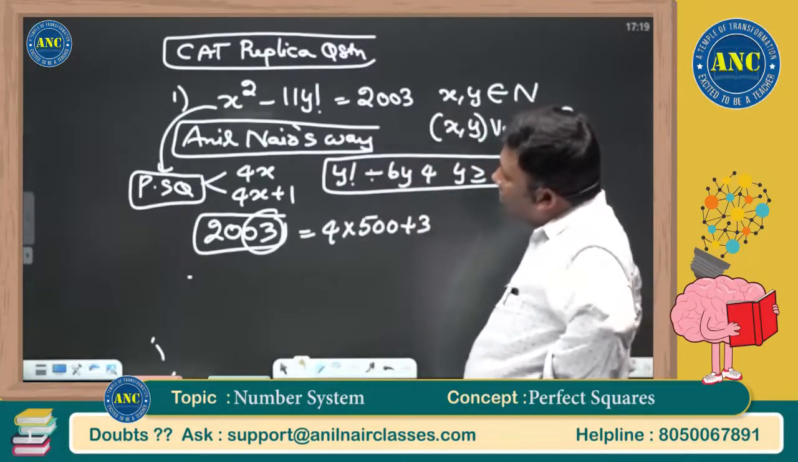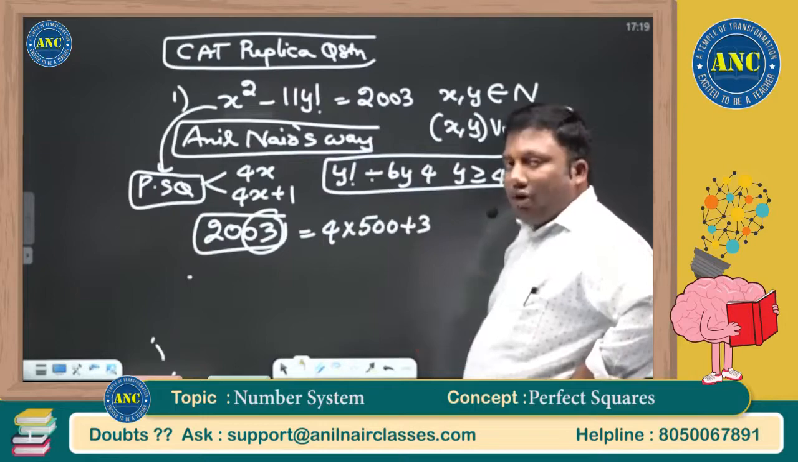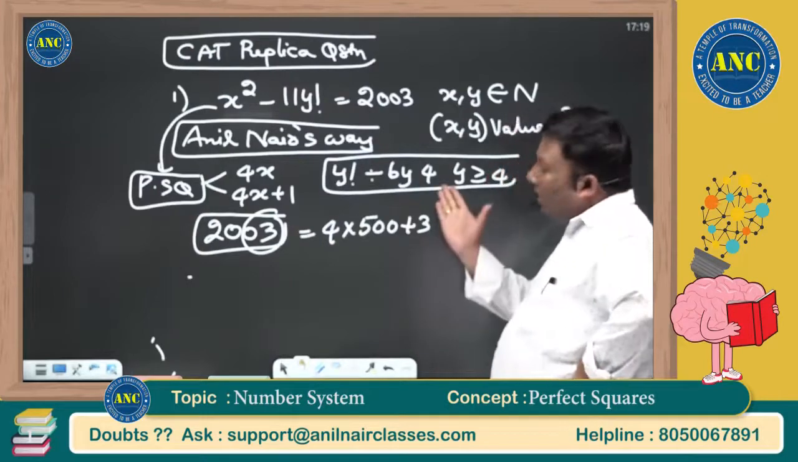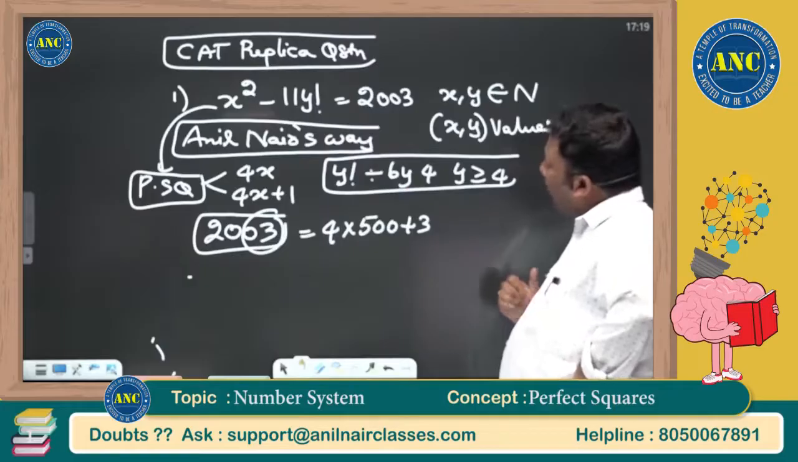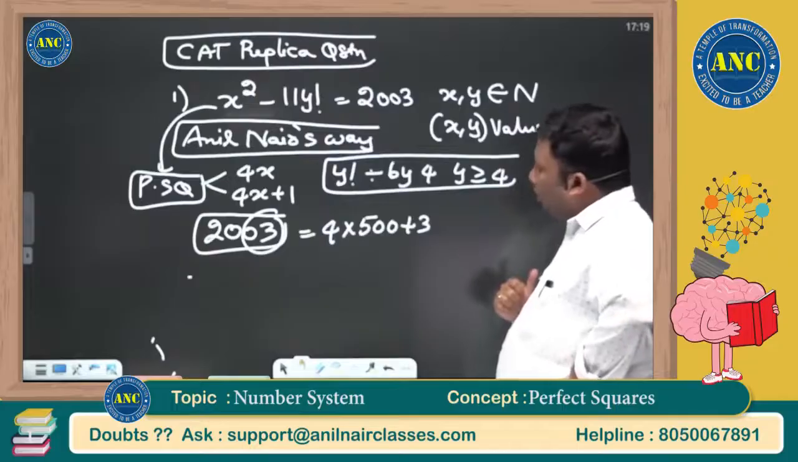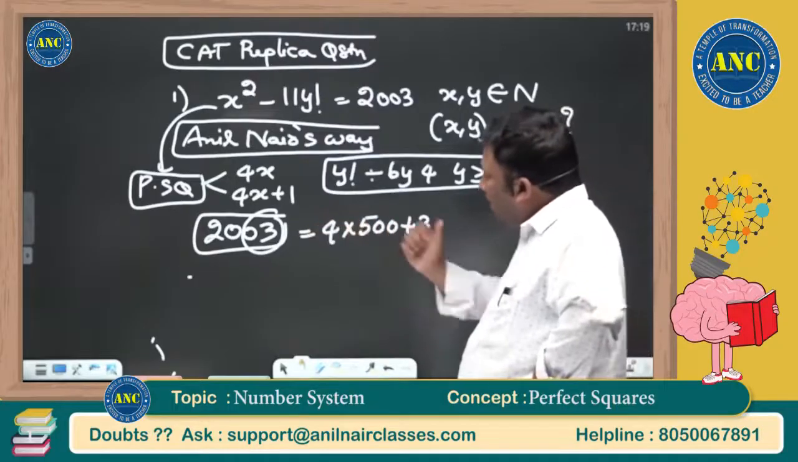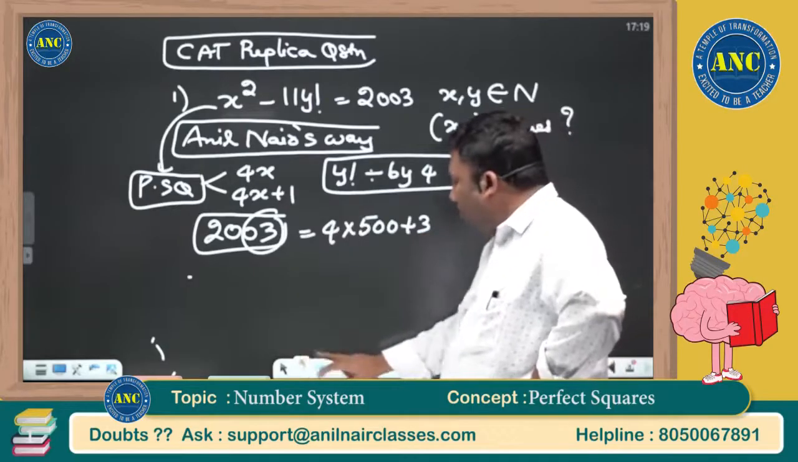X square is a perfect square, so it should be of the form 4x or 4x plus 1. In the previous problem, we discussed that y factorial should be divisible by 4 for y greater than or equal to 4. 2003 is 4 into 500 plus 3.